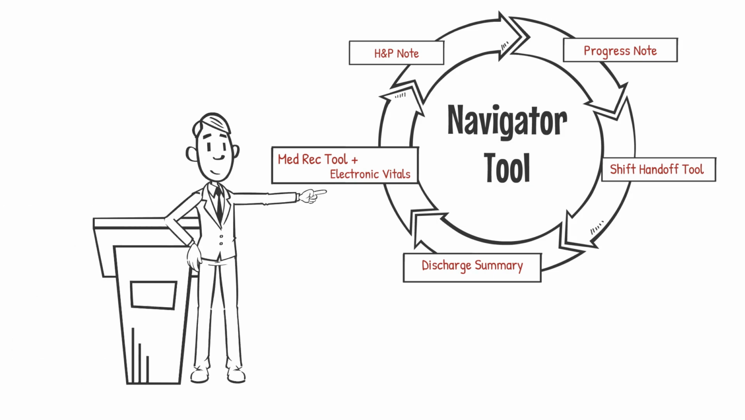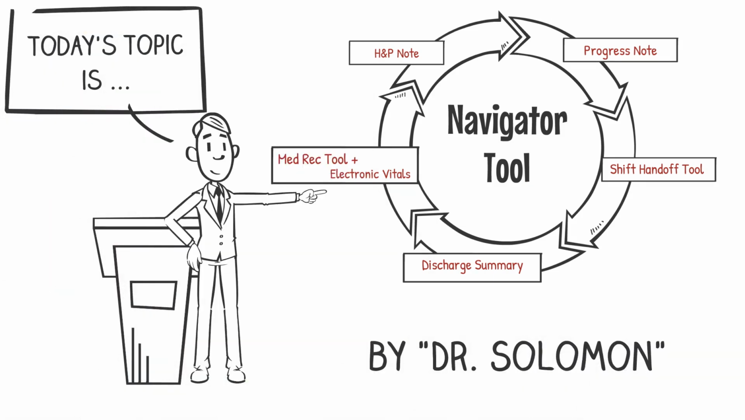Today we are going to highlight some of the new features we've added to the Discharge Navigator tool. In addition to using it at discharge, you can now use the tool to write your H&P note, progress note, and sign out. There's also a centralized dashboard that gathers all of the patient information, including vital signs and I's and O's, in one place.